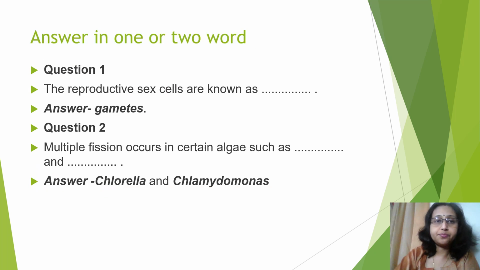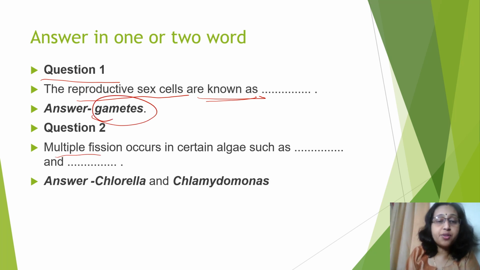Next, here we come with a few one word answers, that is, answer in one word or two. The first question: the reproductive sex cells in plants are known as what? They are known as gametes. Now multiple fission occurs in certain algae such as, the answer will be chlorella and chlamydomonas.